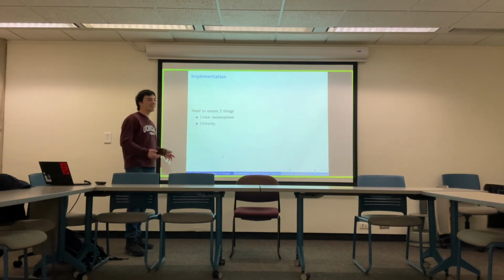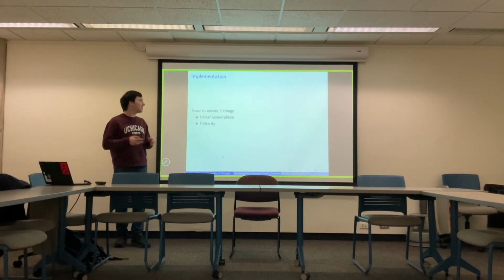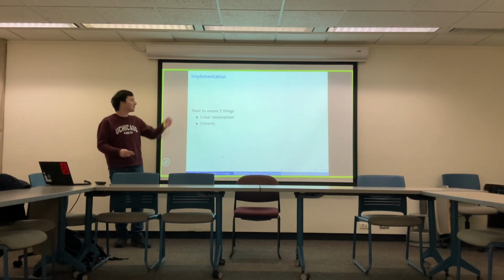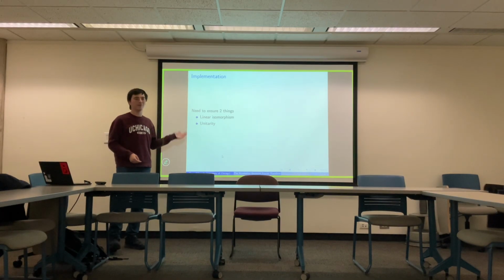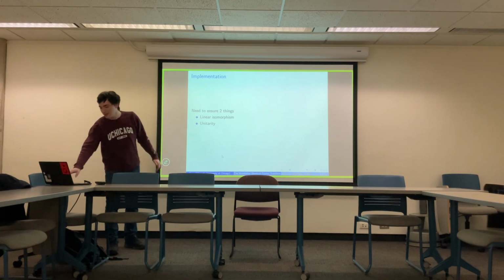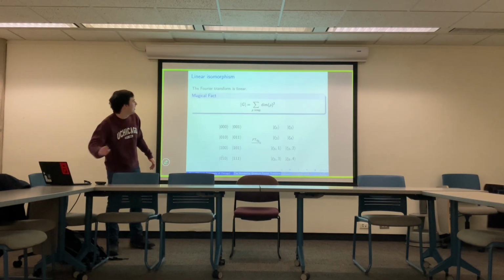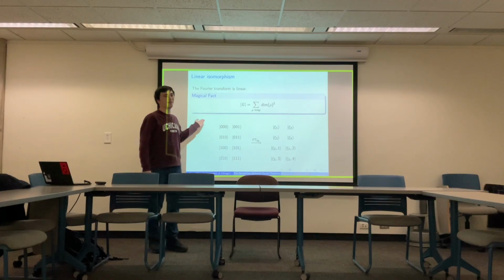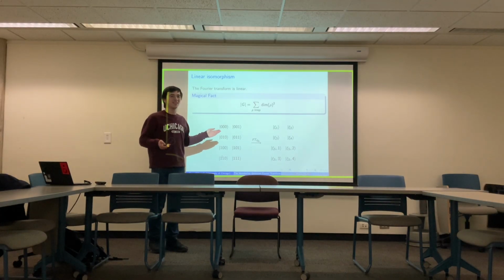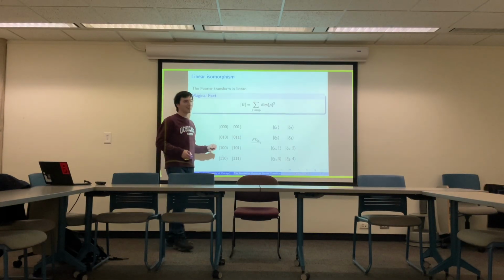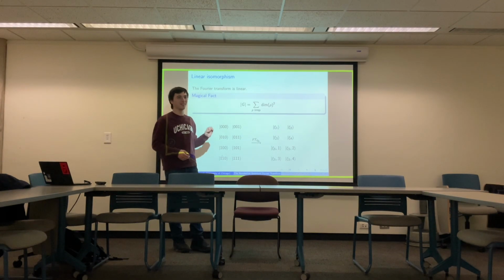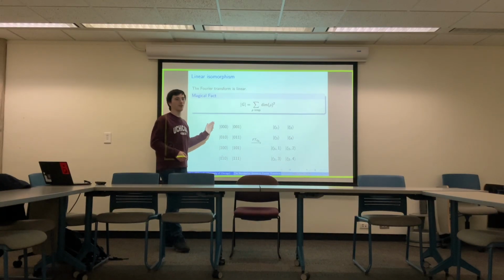So if we want to actually implement this on a quantum computer, we need to ensure 2 different things. One, that it's actually a linear isomorphism between vector spaces. And the other is that it's unitary. These are both just basic things we have to check that are not obvious in the definition. So the Fourier transform is linear. And this actually is kind of obvious from the definition, so you just pull it out. But we have to introduce another magical fact here, which is that the sum of the squares of the dimensions of the irreps is the same as the order of the group.